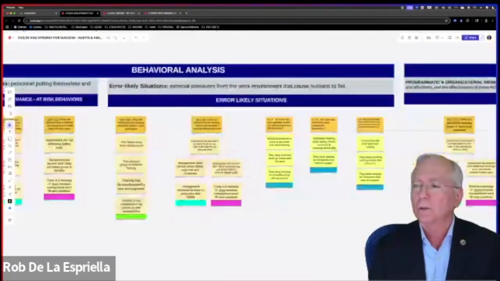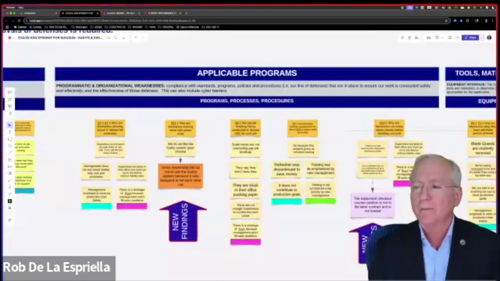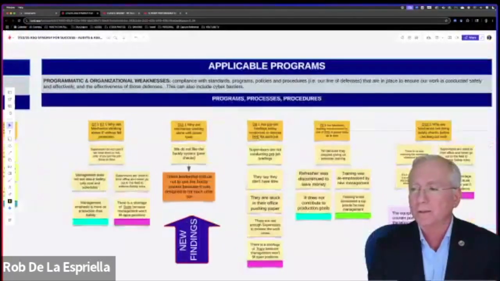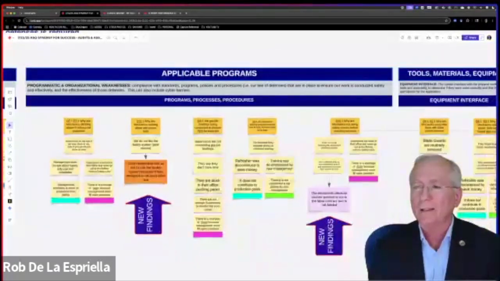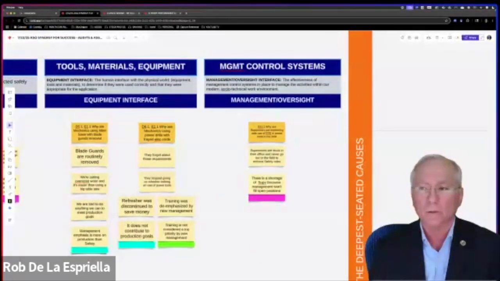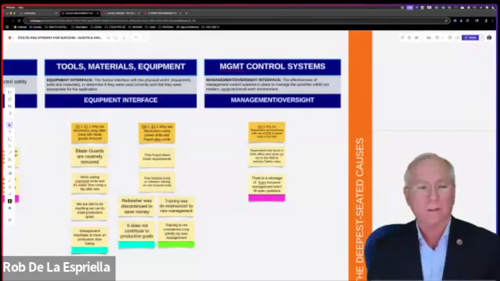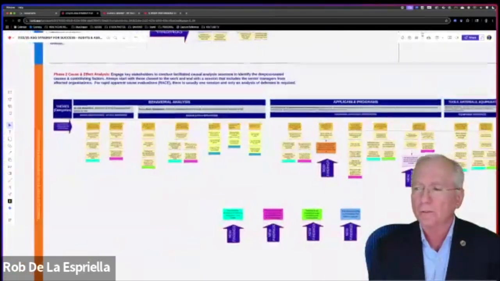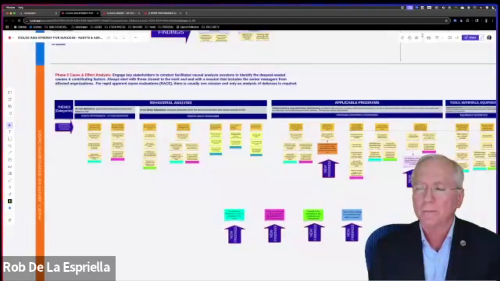All right. So let me go through these themes. If it doesn't fit into the behavioral analysis, we can fit them under programs, processes, and procedures. So we look at the applicable program standards that weren't met. And we also have equipment interface, tools, materials, and equipment. And we have management control systems, like supervisors in the field. All right, so let's go through some of these and see what we end up with and see what all these colors mean.